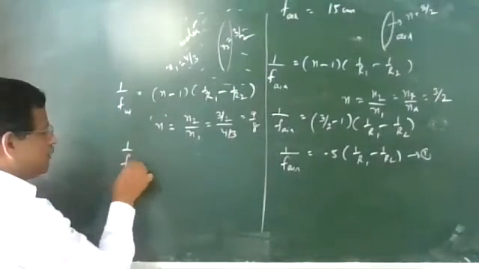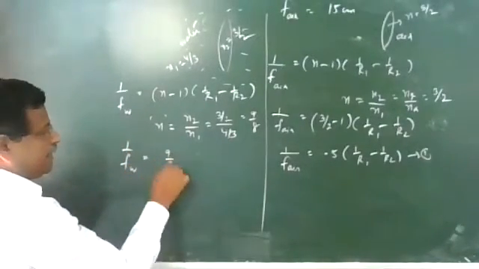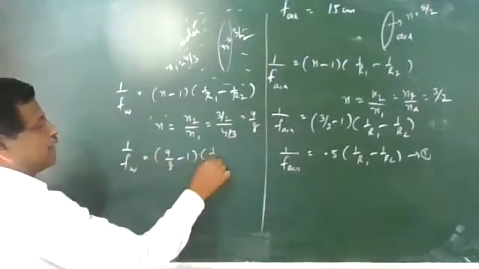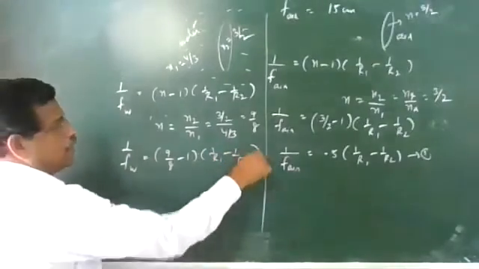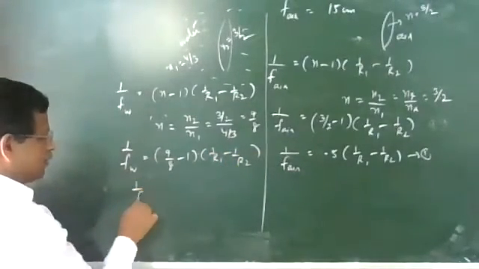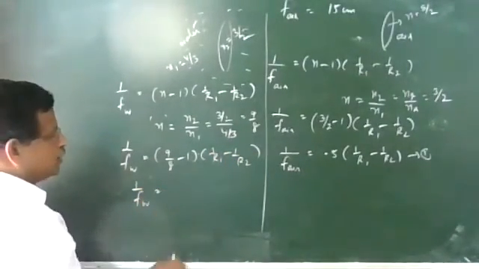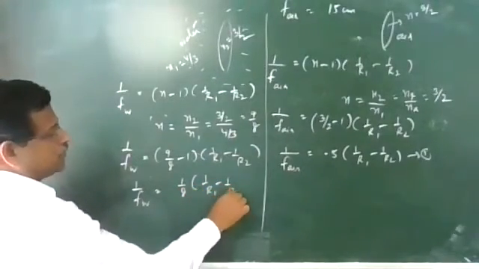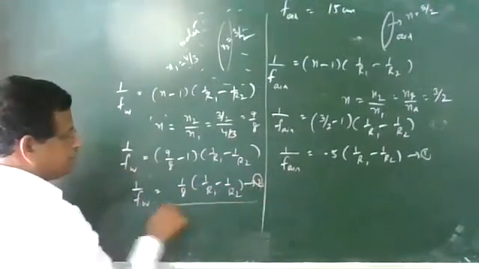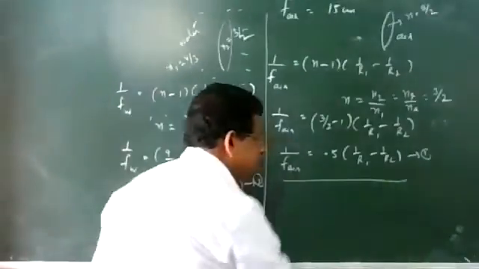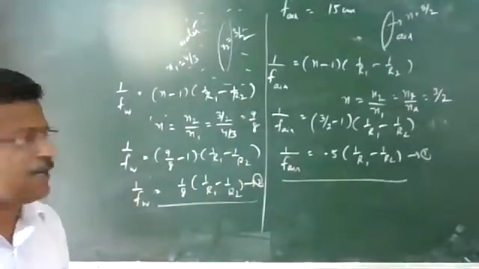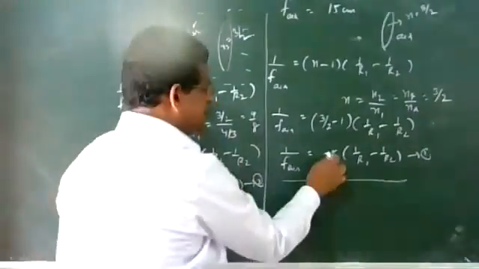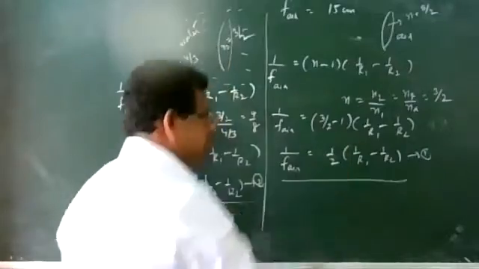So 1 upon f in water is (9 by 8 minus 1) into (1 by r1 minus 1 by r2). 1 upon f in water is equal to 1 upon 8 into (1 by r1 minus 1 by r2). So equation number 2, and for air, 1 upon f in air is (1.5 minus 1), that is half, into (1 by r1 minus 1 by r2).